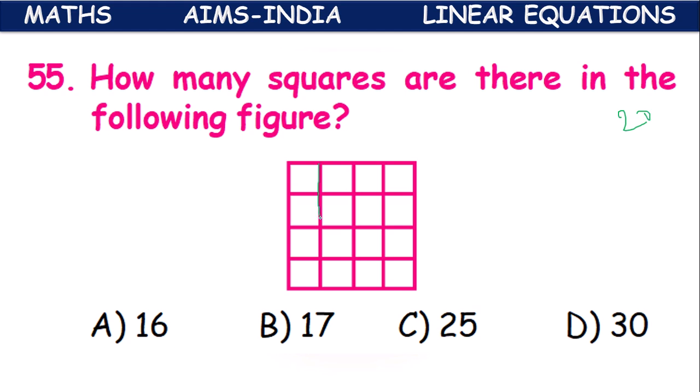If you take this part, 21, this part, 22, this part, 23, this part, 24, whole part, 25. So altogether, we will be having 25 squares, children.